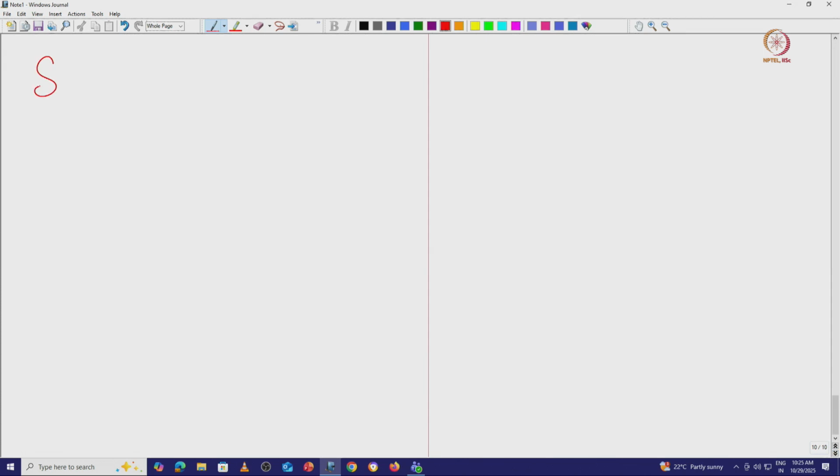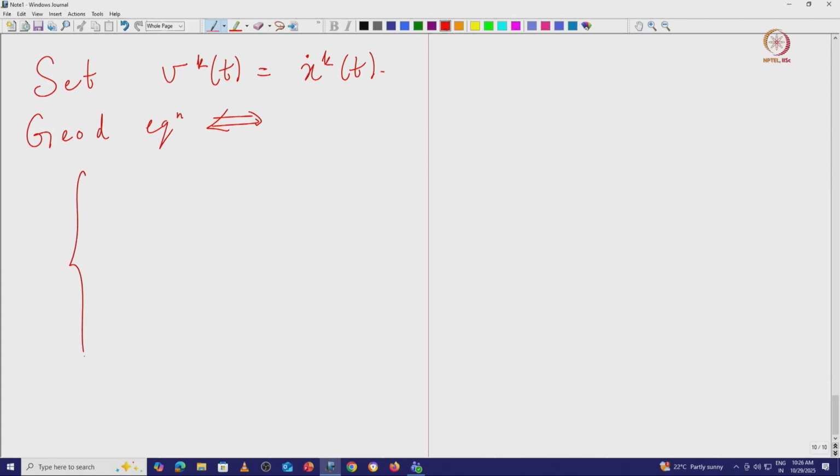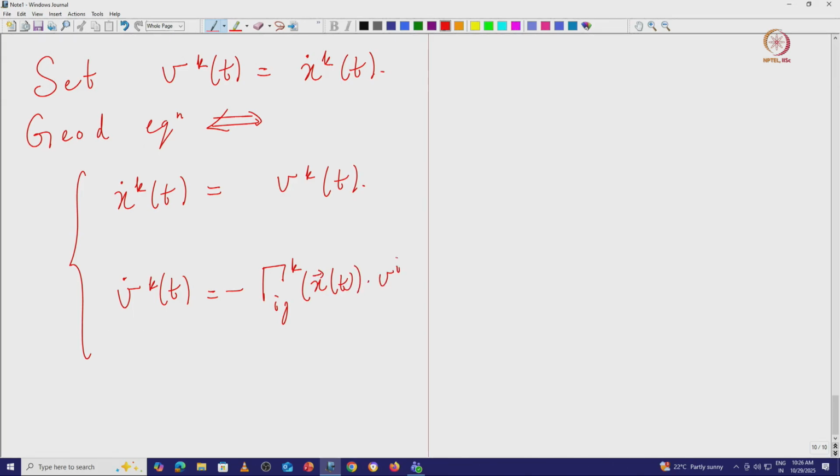I simply set V^k of t to be x^k dot of t. Okay, so then using this, the geodesic equation is now equivalent to the following system of equations. So x^k dot of t is equal to V^k of t, and V^k dot of t is minus Gamma^k_ij of x of t times V^i times V^j of t, right.